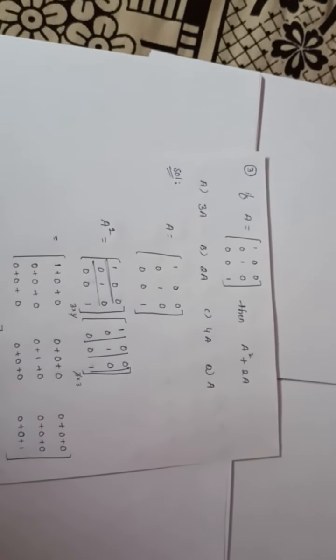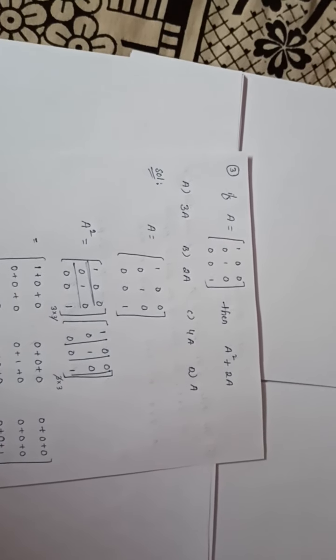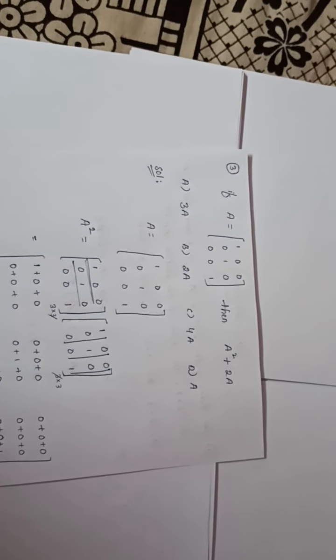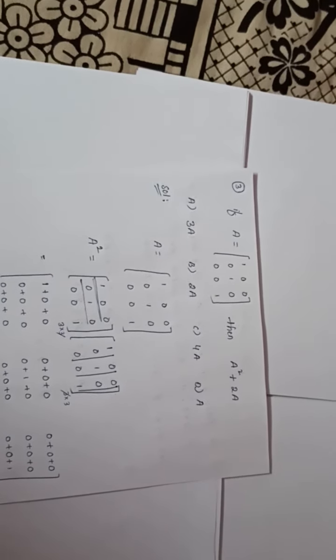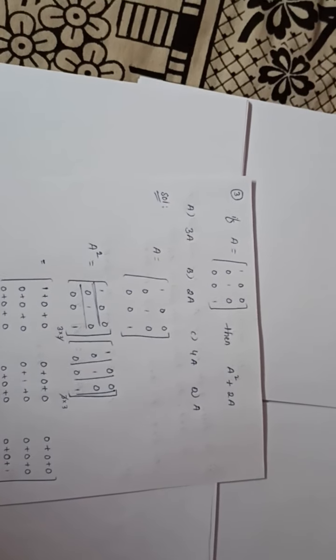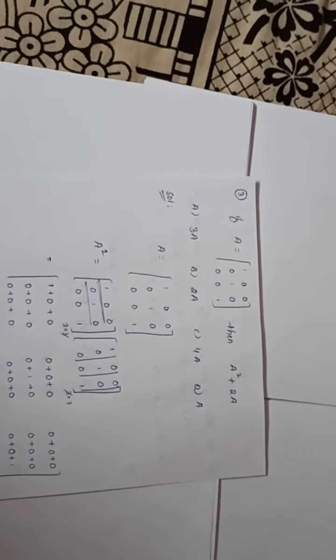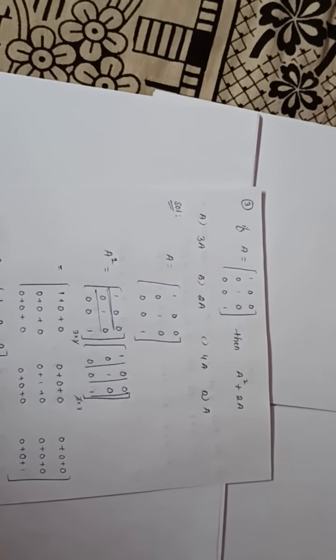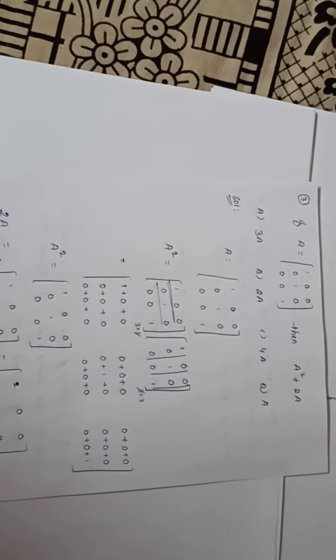Next, third question: if the matrix A is equal to 1 0 0, 0 1 0, 0 0 1, then A square plus 2A is... options A, B, C, D are given. The solution: the matrix A is given as 1 0 0, 0 1 0, 0 0 1. This is the 3 by 3 identity matrix I. A square means A into A. If you multiply A into A, you will get A square equal to 1 0 0, 0 1 0, 0 0 1.